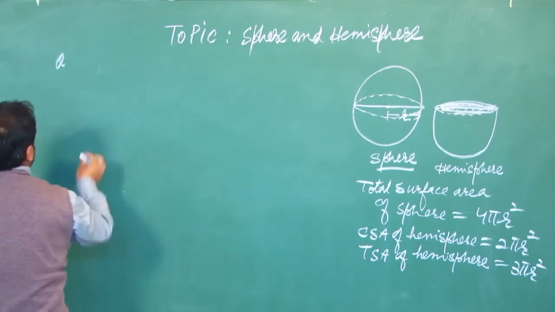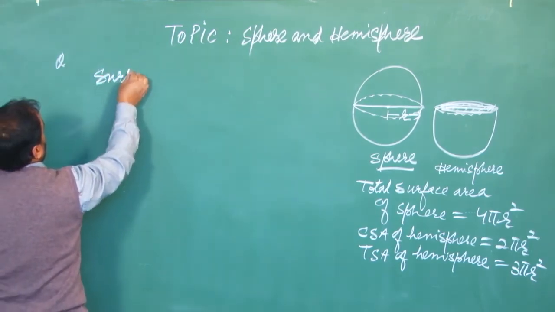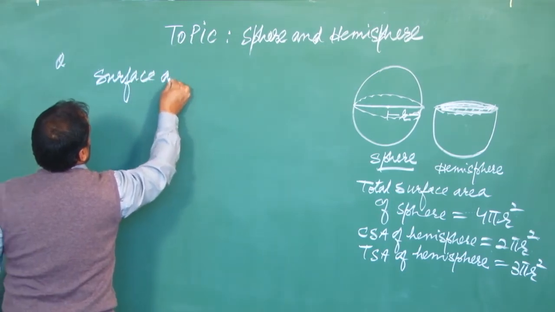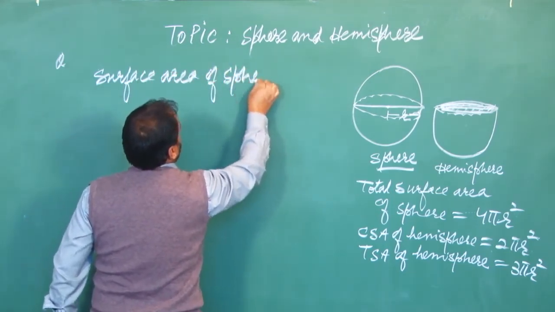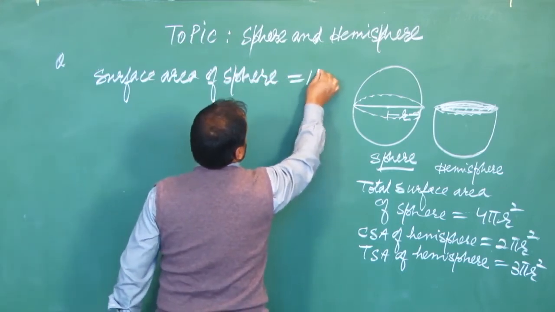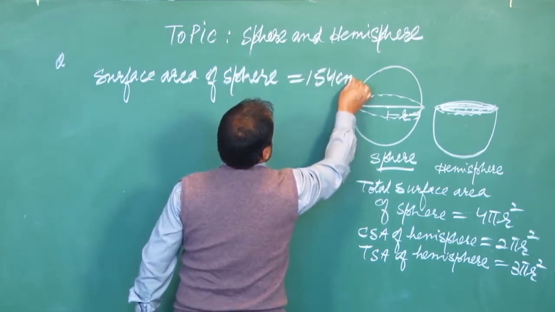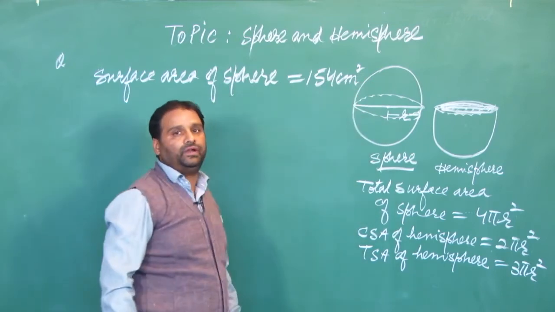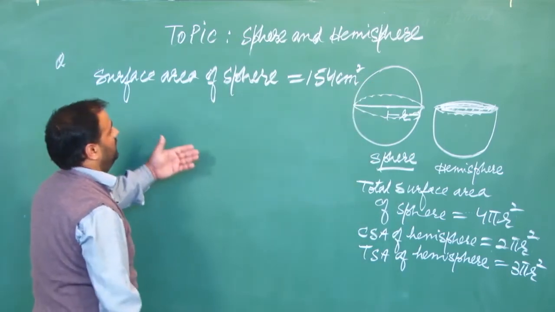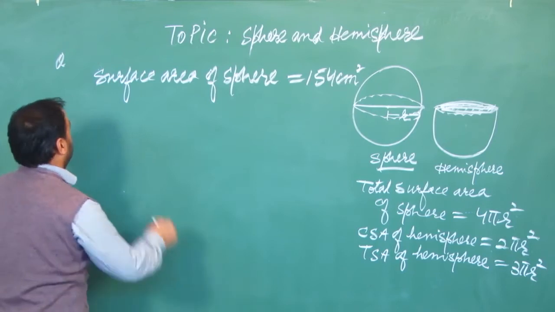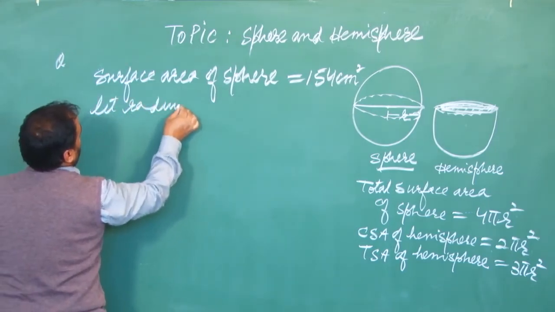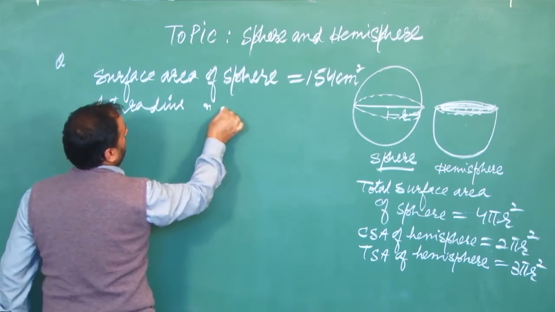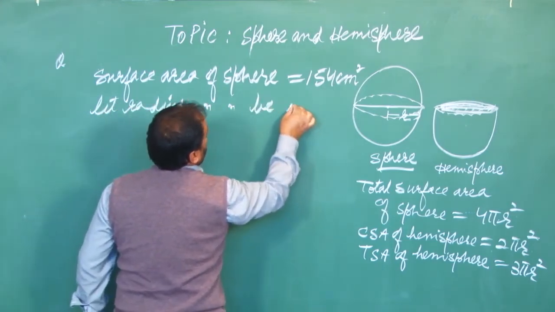Now, surface area of sphere is given. It is 154 centimeters square. Now, we need to find its radius. Suppose radius of that sphere is r. Let radius of that sphere be r centimeter.